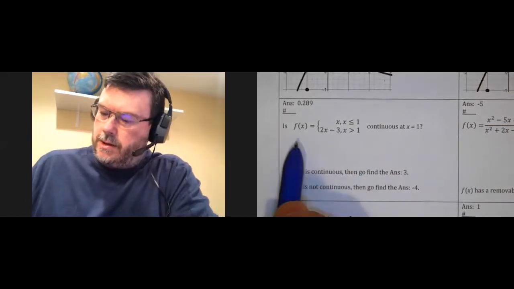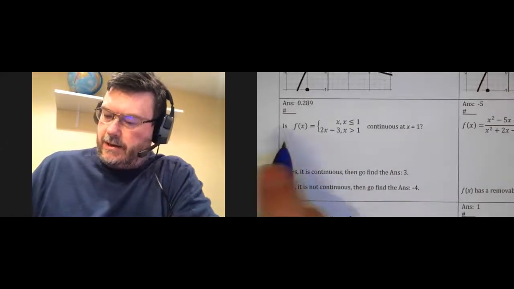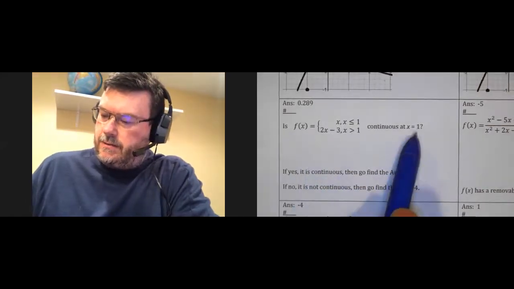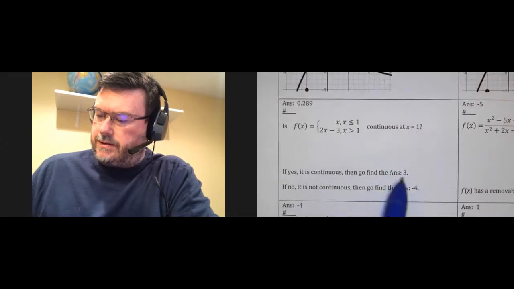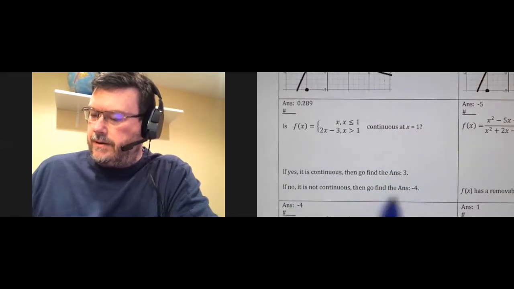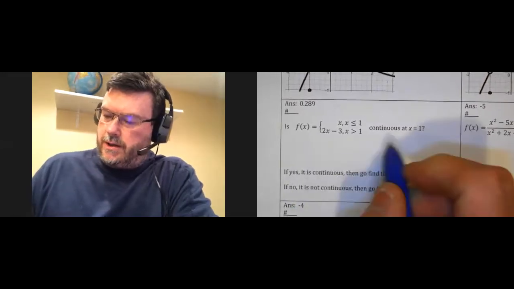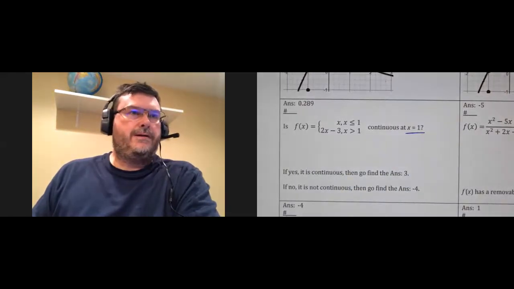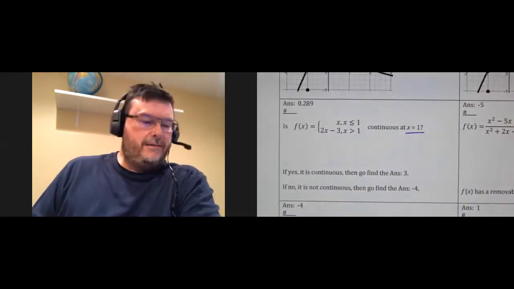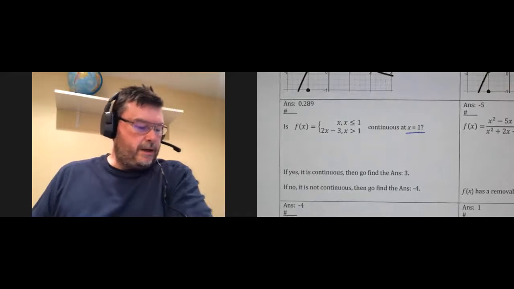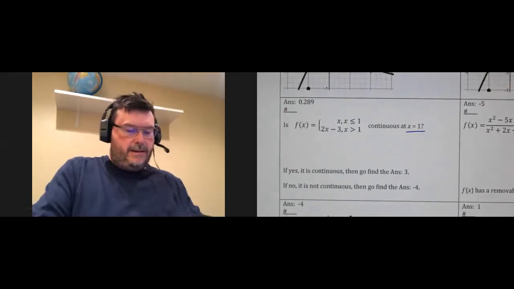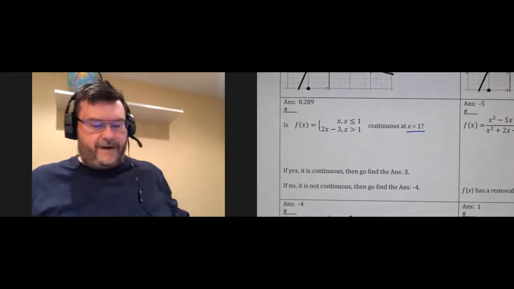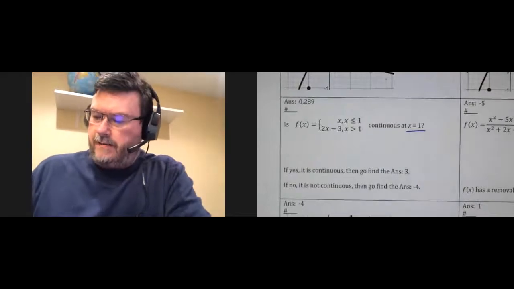We're asking the question, is the function continuous at 1? If it's yes, go to the answer with 3. If not, go to the answer with 4. If it's continuous, then that means not only is the limit approaching the same thing, but the slope is. We're not going to look at that. We're going to look at whether the values are the same.